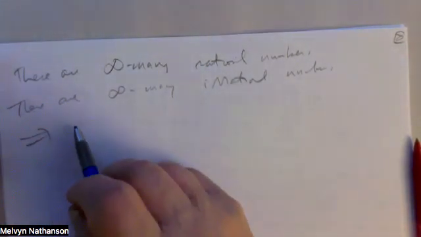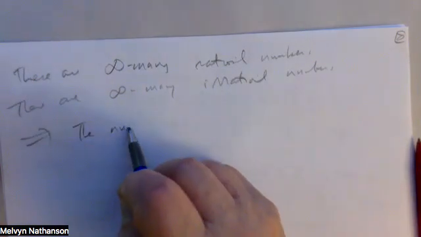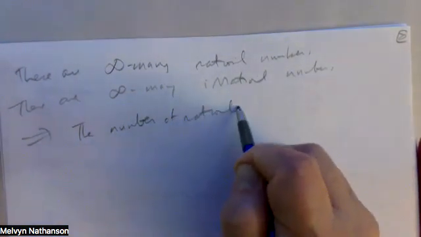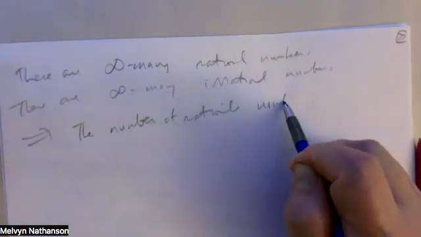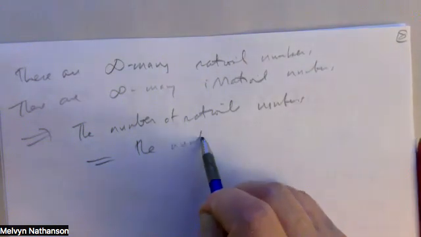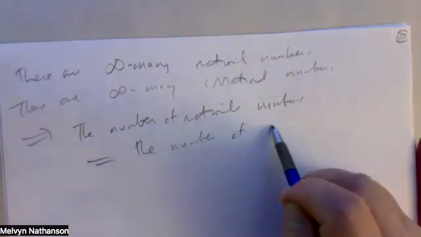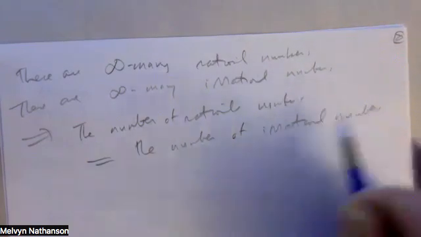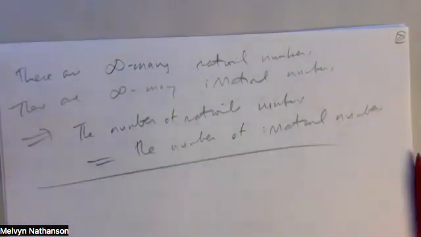So an obvious conclusion is the number of rational numbers is infinite equals the number of irrational numbers. Right? Because you have infinitely many of both.